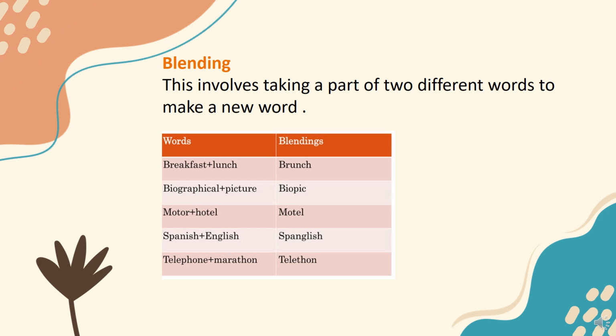But in blending, you have to erase some of the first word and some of the second to create a third different word. For example, breakfast plus lunch equals brunch. So here we took the br of breakfast. We didn't take the rest of the word. We erased the l, and so it becomes brunch. Biographical plus picture, biopic. See, we only took bio and only took pic.